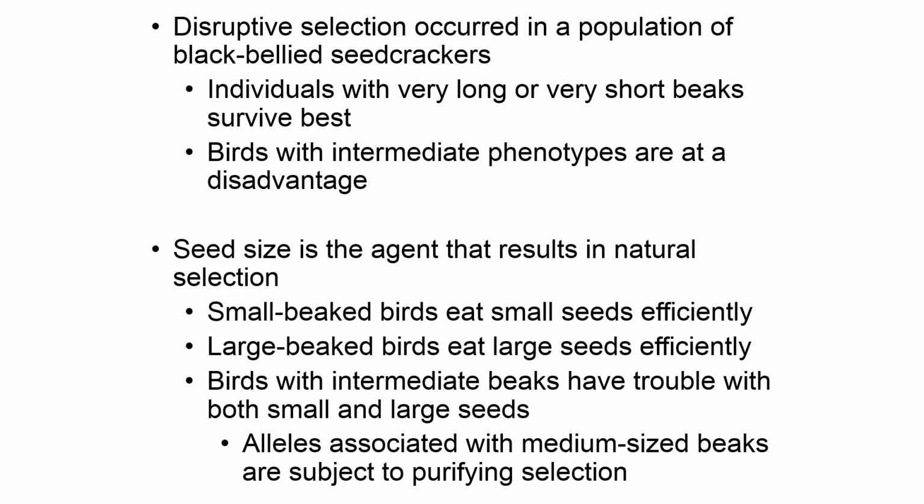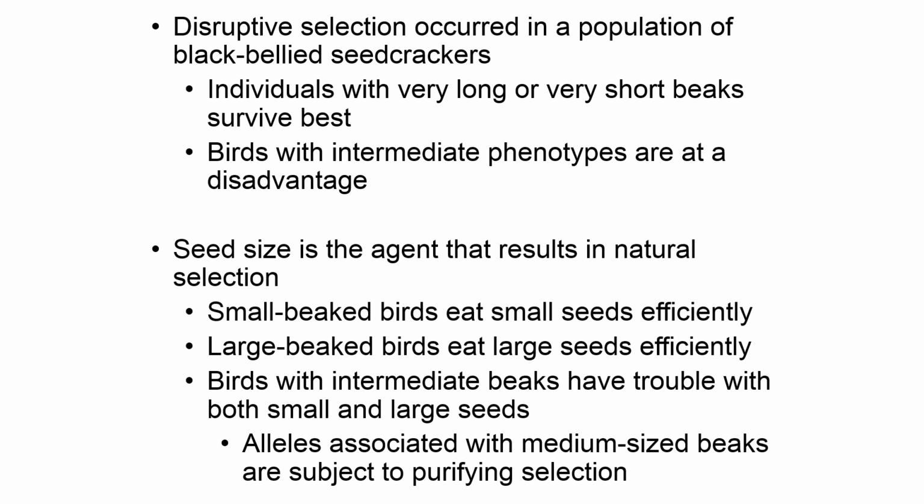Small beak birds eat small seeds. Large beak birds eat large seeds. But your intermediate beaked birds have difficulty cracking the small and the large seeds. So here you see the medium-sized beaks being selected against.